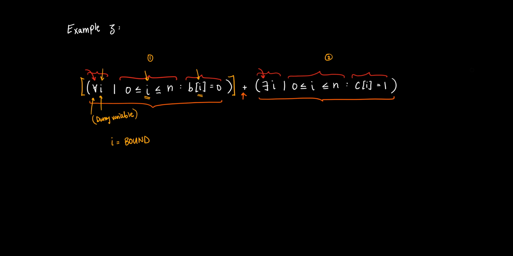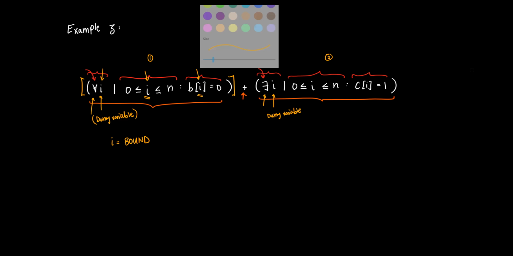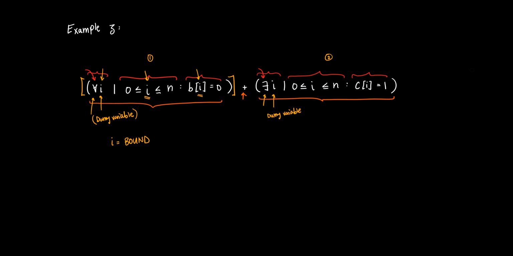Now let's take a look at the second quantification. Over here we have our existential quantifier, and immediately adjacent to the existential quantifier, we have a dummy variable I. We know this is our dummy variable because it appears right next to the quantifier. Now, let's take a moment to notice that we have an I appearing over here and an I appearing over here. In reality, though, this I is a completely different I from this one.